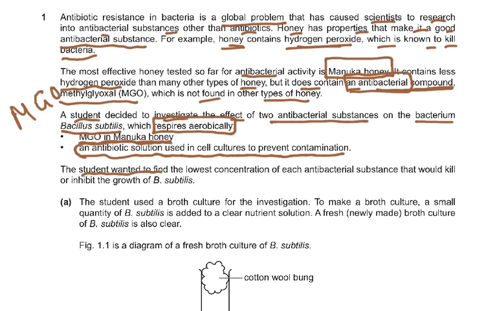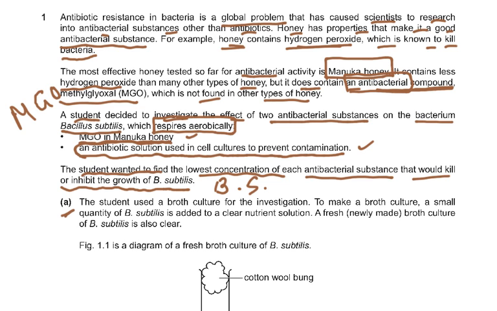The student wanted to find the lowest concentration of each antibacterial substance. Lowest concentration of MgO, lowest concentration of this, that would kill or inhibit the growth of B. subtilis. So there's one bacteria called B. subtilis, or we can say BS. Surprisingly, what does BS mean? Beautiful story. I'm sure you didn't think what I was thinking.